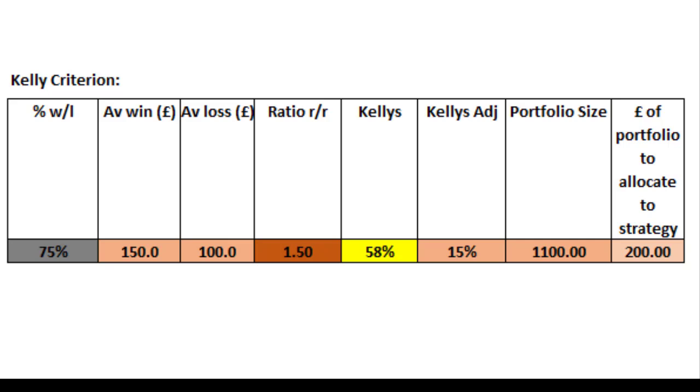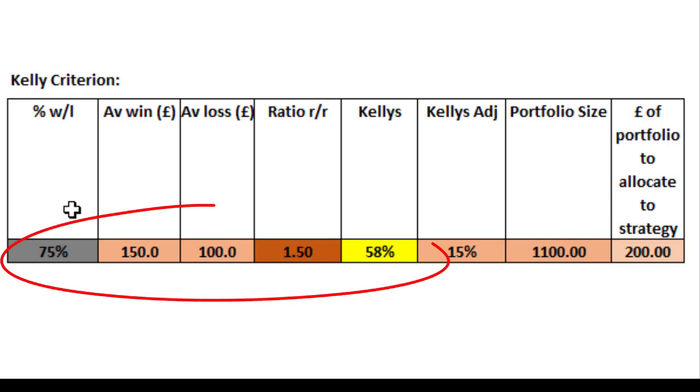Now, I've made up the numbers inside here. We've got a win rate of 75%. Our average win is £150, dollars, doesn't matter. And our average loss is $100. So we've got a risk return of 1 to 1.5, and that win rate of 75%. Now, that gives you a Kelly number of 58%.